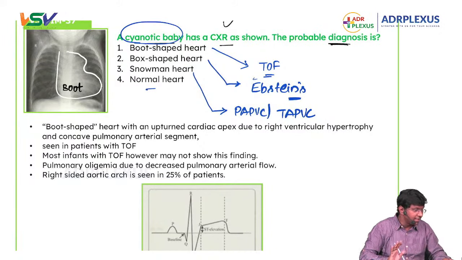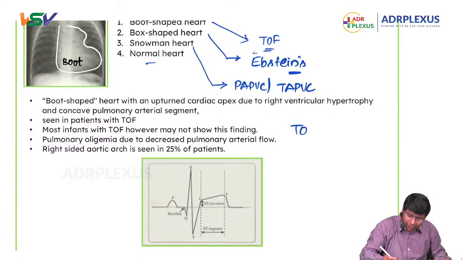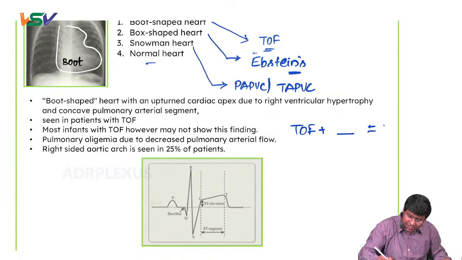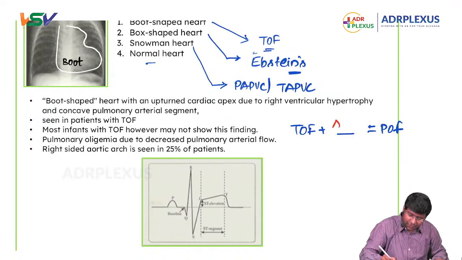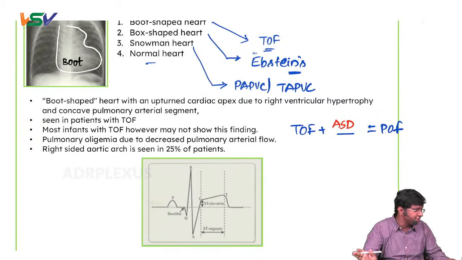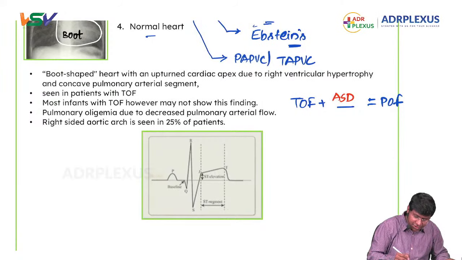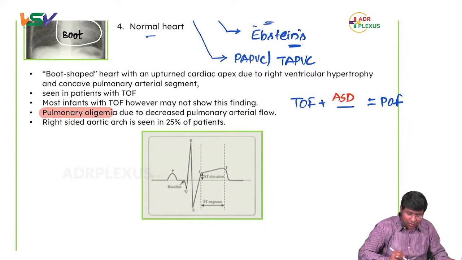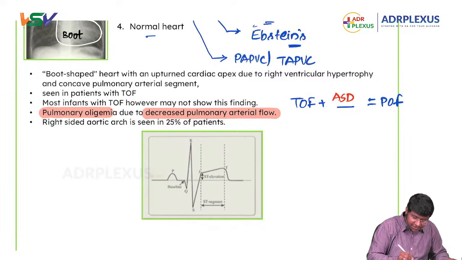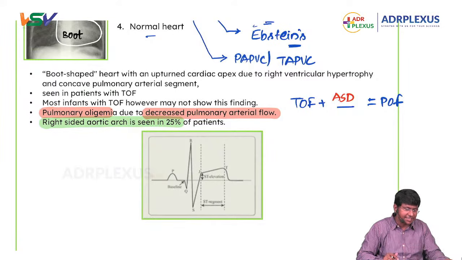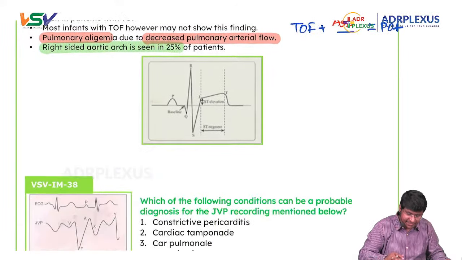Now one quick point on tetralogy of Fallot. What is being added? This will become pentalogy of Fallot. What is being added? That will become, yes. So if you add ASD, that becomes the pentalogy of Fallot, right? Now in case of tetralogy of Fallot, because there is subpulmonic stenosis, on the chest X-ray you will see pulmonary oligemia. Why? That is due to decreased pulmonary arterial flow due to subpulmonic stenosis, right? And with the overriding of the aorta, a right-sided aortic arch is seen in almost 25% of patients. Okay, so this is about the chest X-ray in patients with TOF.